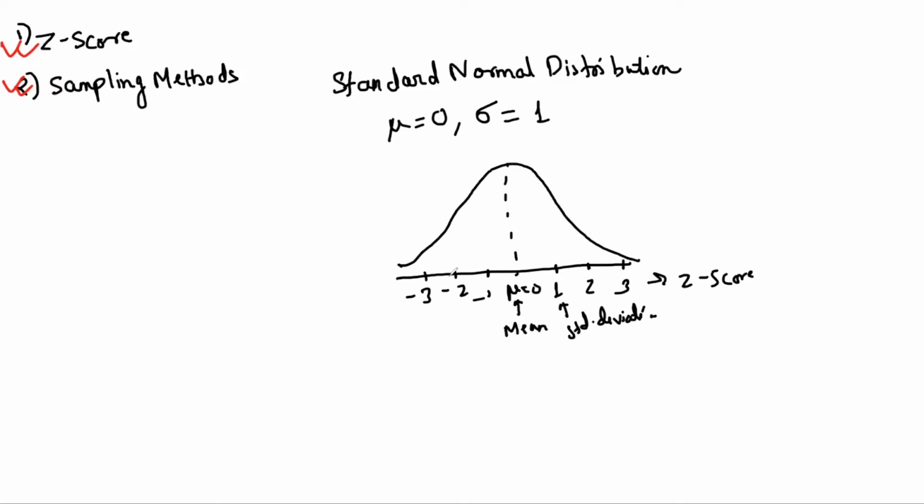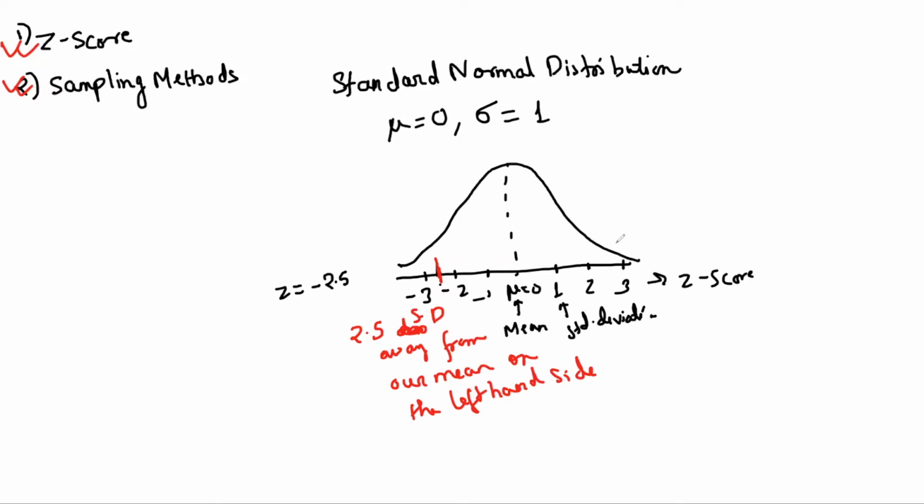Let's say a Z-score of -2.5. Let's say Z is -2.5 here. Let me mark it with a different color. It says that this observation is 2.5 standard deviations away from our mean on the left hand side. Similarly, a Z-score of 2, which is this one, means our observation is 2 standard deviations away from the mean on the right hand side. This is how we define Z-score.